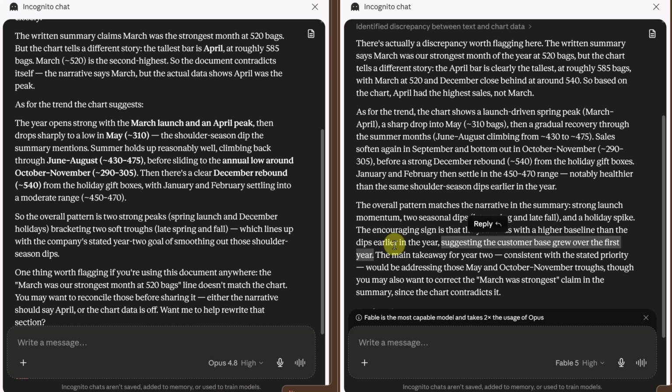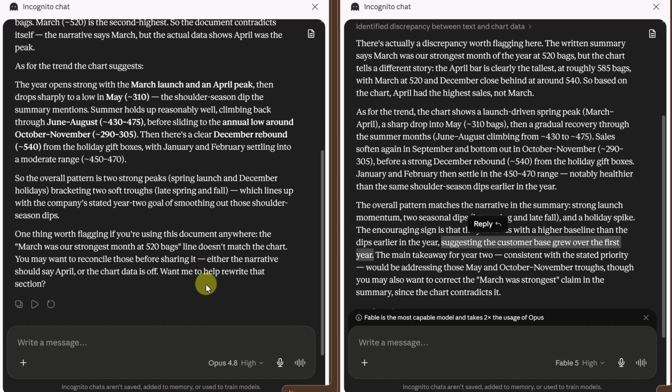I ran this 6 times before filming, and it went the same way every time. Every Fable run made that kind of observation. No Opus run did. One small thing on the other side, Opus finished by offering to rewrite the summary for me, so the cheaper model wants to fix your document and the pricier one wants to tell you what it means. So make of that what you will.